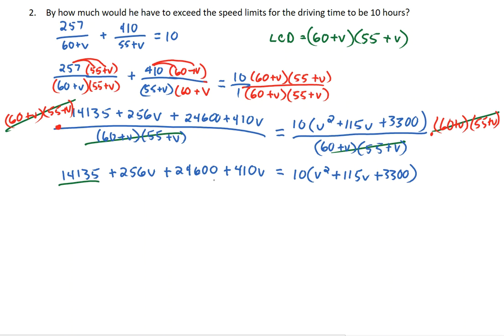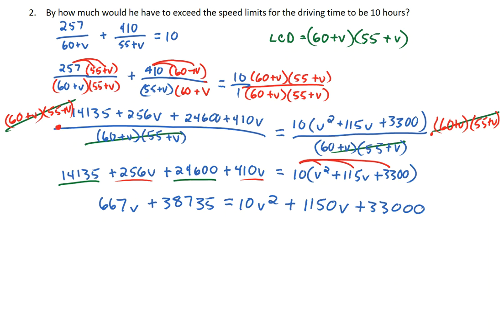I'm going to combine like terms, combine the constants, and then I can also combine the v terms. On the right, I'm going to distribute my 10. On the left, that gives me 667v plus 38,735. And on the right, I get 10v squared plus 1150v plus 33,000.